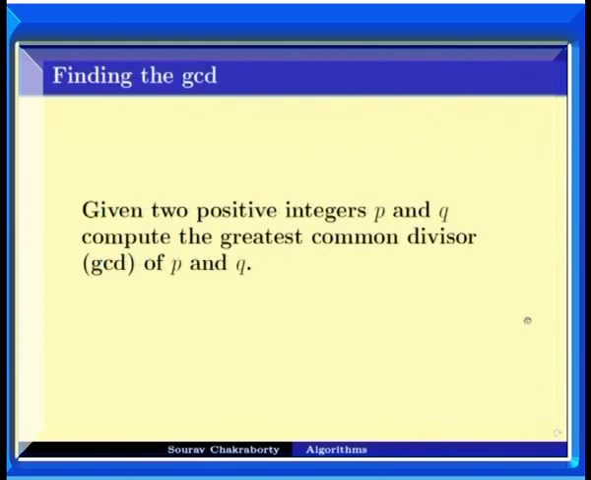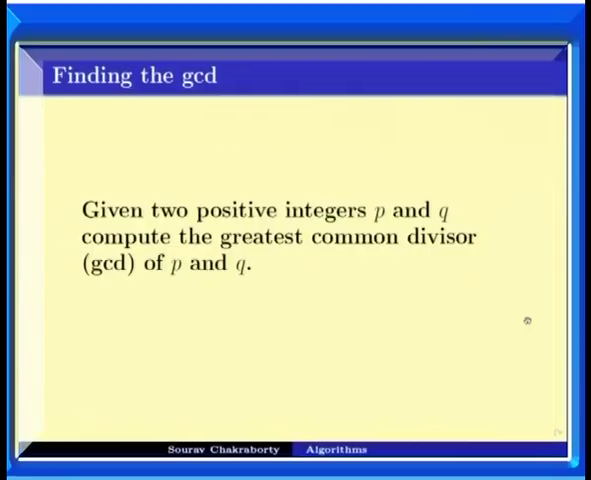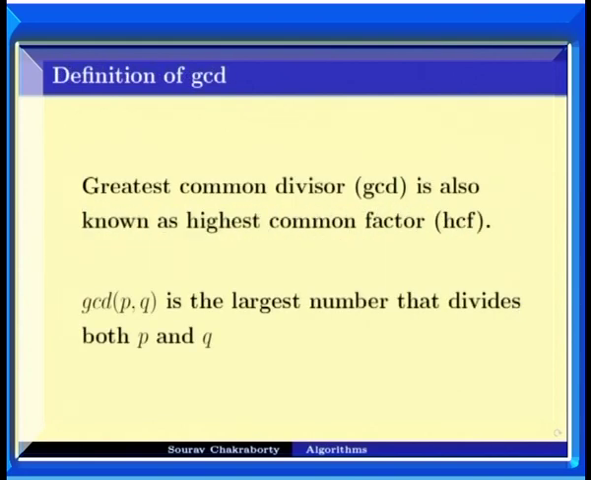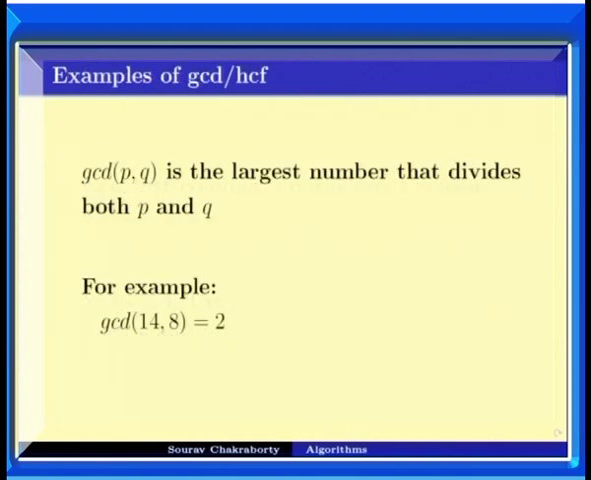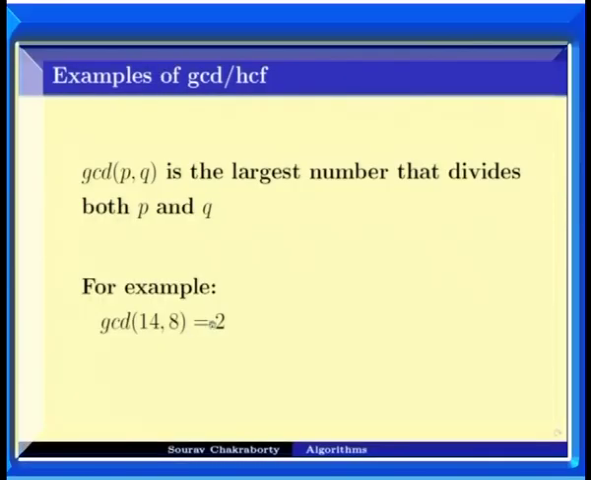Okay, so let us start with the goal that we have in hand, which is we have been given two positive integers p and q, and we want to find the greatest common divisor of p and q. The greatest common divisor, also known as highest common factor, HCF, is the largest integer that divides both the given integers p and q. For example, if p is 14 and q is 8, then the GCD is 2, which is the largest integer that divides both of them.